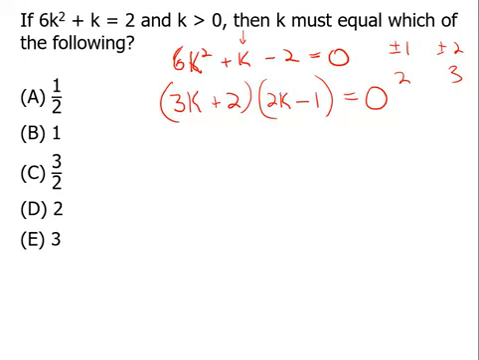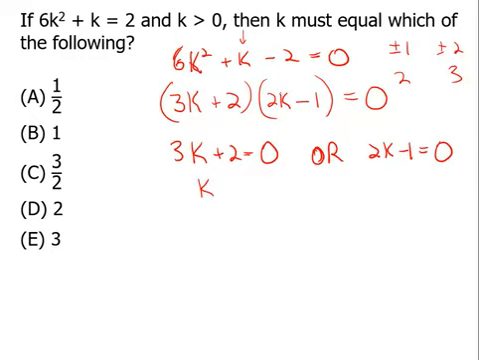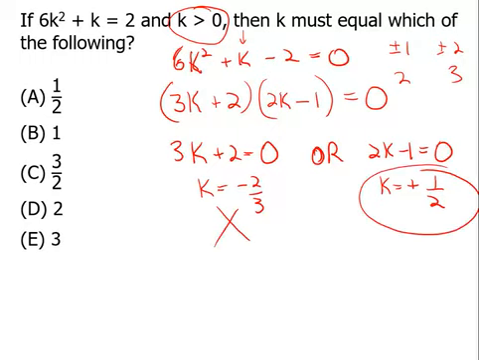So now that we have it factored, we set each one of these equal to 0 individually: 3k plus 2 equals 0, or 2k minus 1 equals 0. And of course, the or is an important part of that. Solve these, we get k equals negative 2/3, or k equals positive 1/2. And now we have the stipulation that k must be greater than 0. So we don't want the negative solution, we want the positive solution, 1/2. Answer choice A.